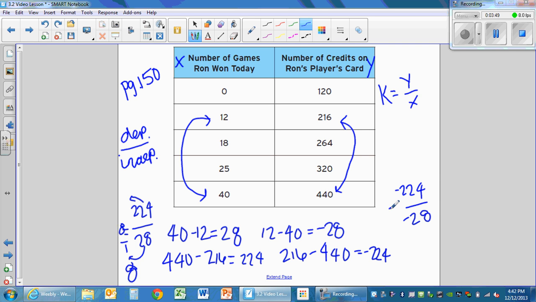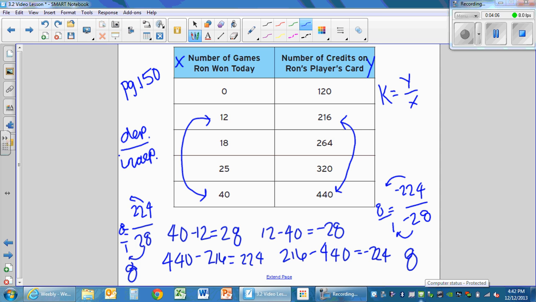And same thing here. I'm looking to get a 1, so I'm going to divide by negative 28. If I divide this side by negative 28, I should get 8 on top, and again, an answer of 8 as a unit rate of change.